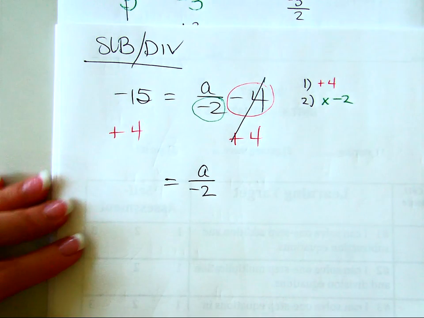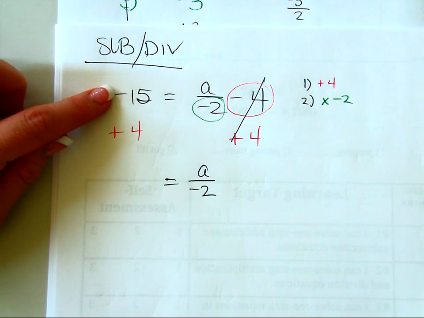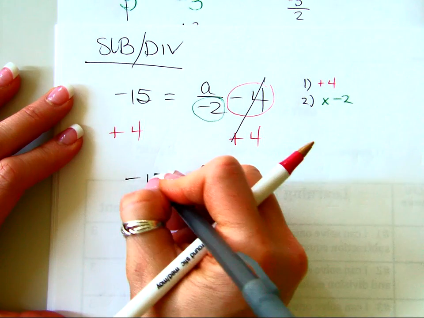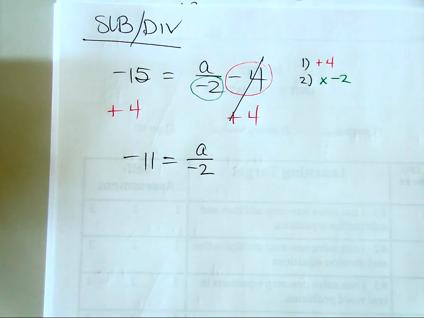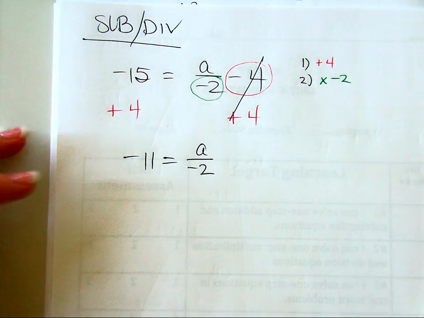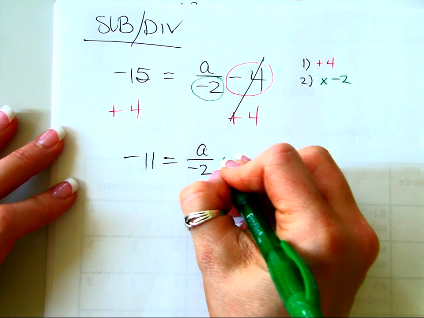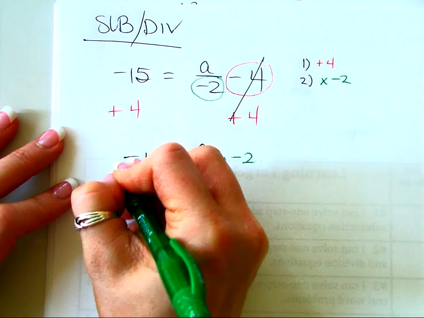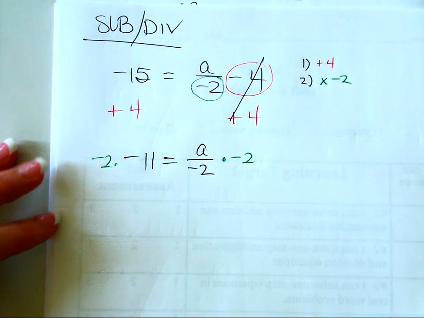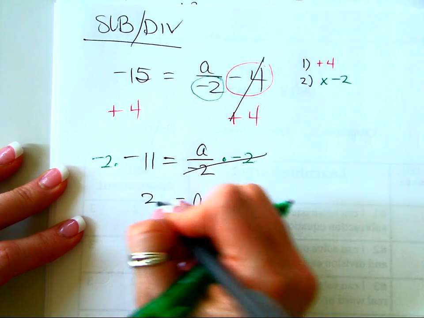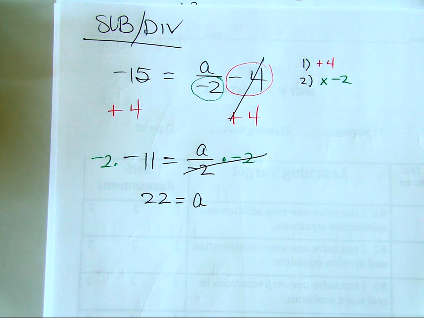What's negative 15 plus 4? Negative 11. And then I do what? Get rid of that negative 2 by multiplying both sides by a negative 2. And what is my answer? Positive 22. And that is it. So, do you understand what a two-step equation looks like?